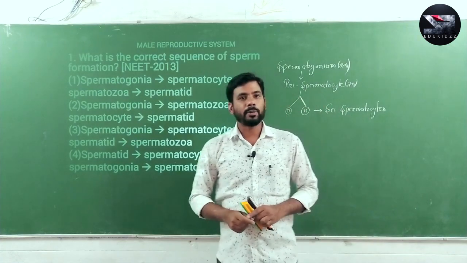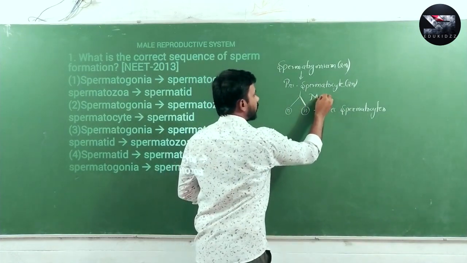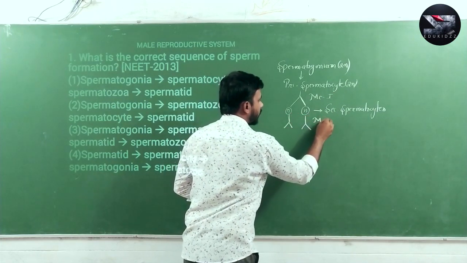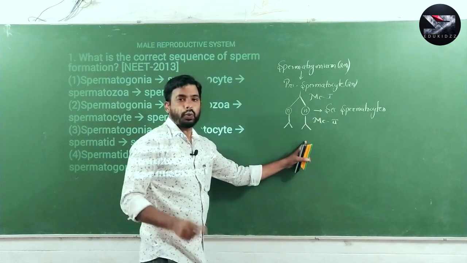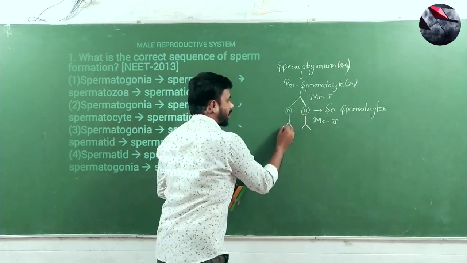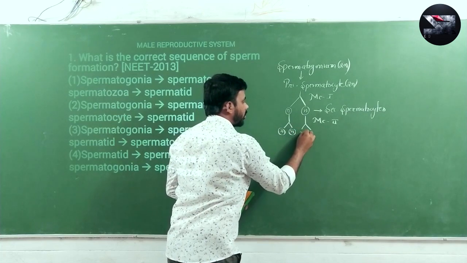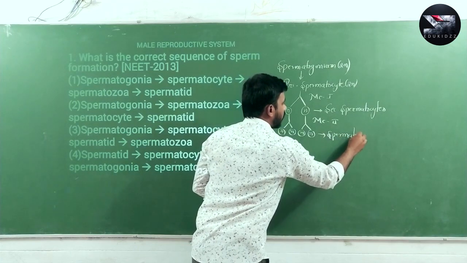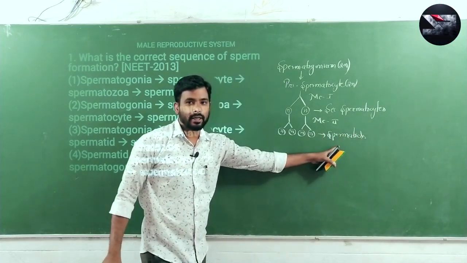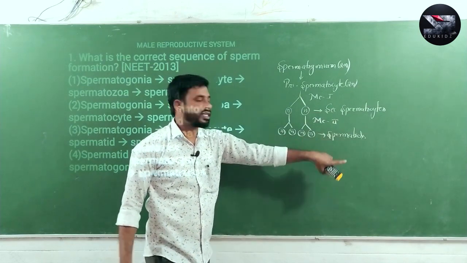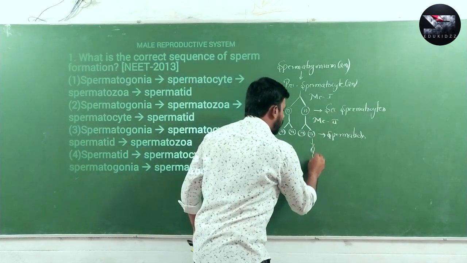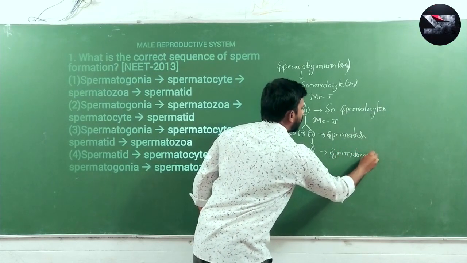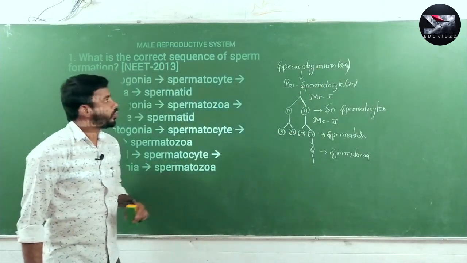These secondary spermatocytes are formed by meiosis 1. After meiosis 2, each secondary spermatocyte gives rise to two haploid cells. That means finally we get four haploid daughter cells. These are the spermatids. These non-motile spermatids differentiate and transform into motile sperms or spermatozoa. So this is the sequence of spermatogenesis.